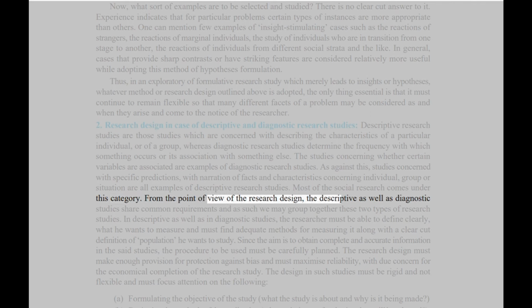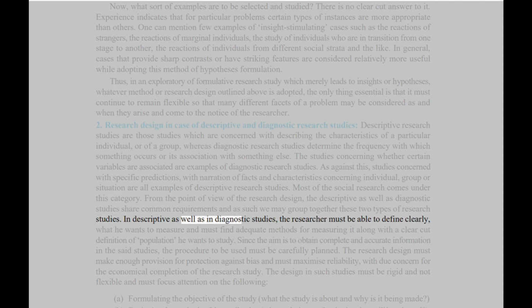From the point of view of the research design, the descriptive as well as diagnostic studies share common requirements, and as such we may group together these two types of research studies. In descriptive as well as in diagnostic studies, the researcher must be able to define clearly what he wants to measure and must find adequate methods for measuring it along with a clear-cut definition of population he wants to study. Since the aim is to obtain complete and accurate information in the said studies, the procedure to be used must be carefully planned. The research design must make enough provision for protection against bias and must maximize reliability, with due concern for the economical completion of the research study.